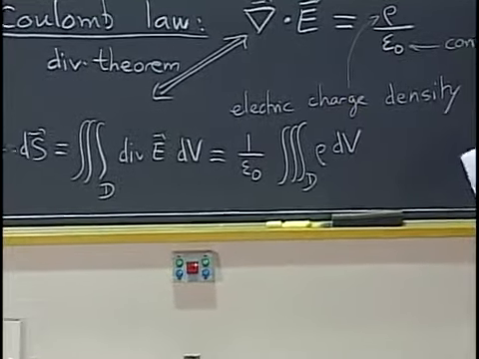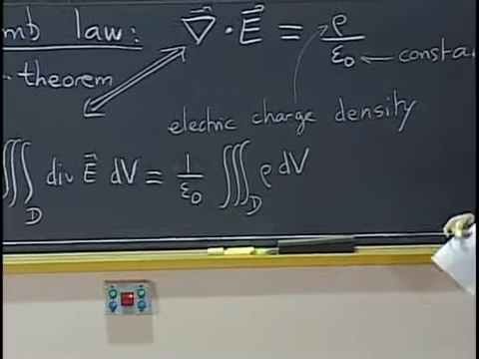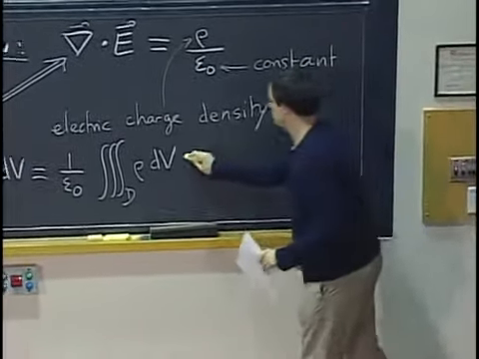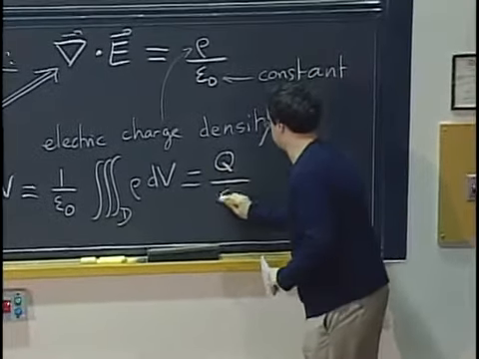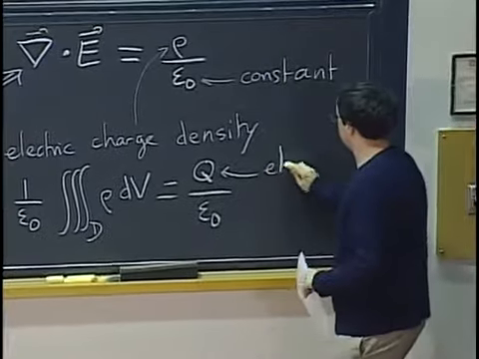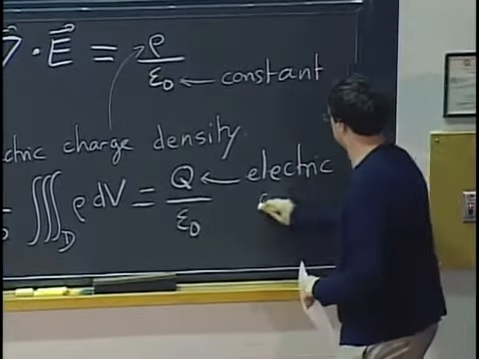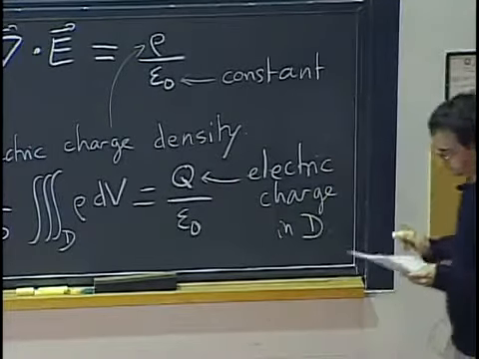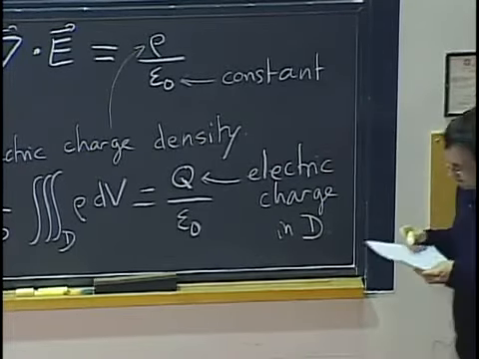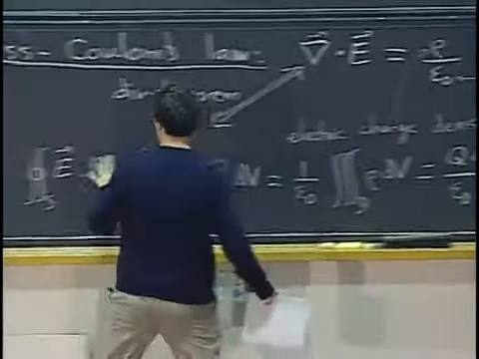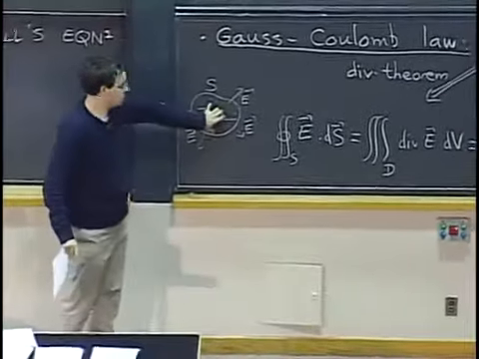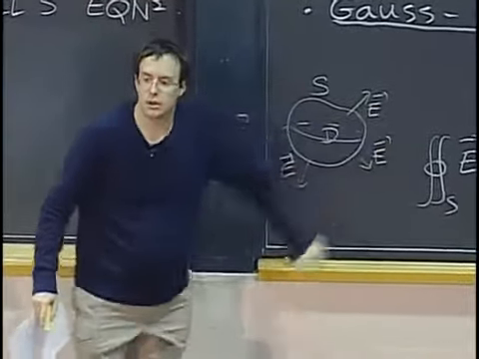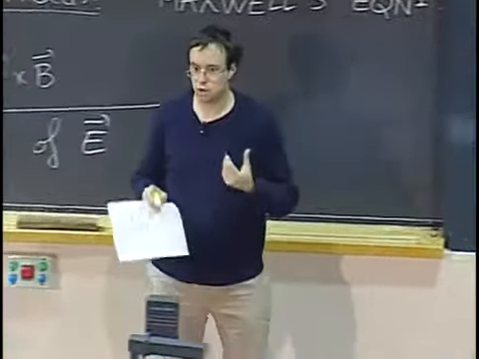But now if I integrate the charge density over the entire region, then what I will get is actually the total amount of electric charge inside the region. Okay, so that's the electric charge in D. So this one tells us in a more concrete way how electric charges placed in here influence the electric field around them. In particular, one application of that is if you want to study capacitors.